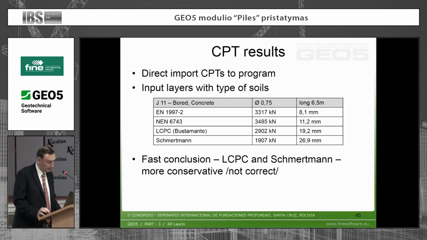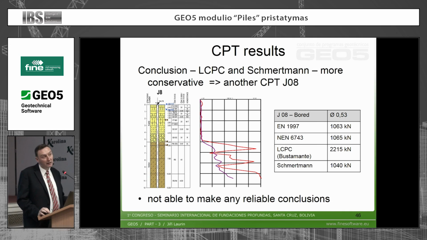So when we look at it, we say, okay, that's clear. LCPC and Schmertmann give more conservative results. But next I took the second borehole, second CPTs. And you see that the results are completely different. LCPC has the highest bearing capacity, and Eurocode and Schmertmann are much lower.